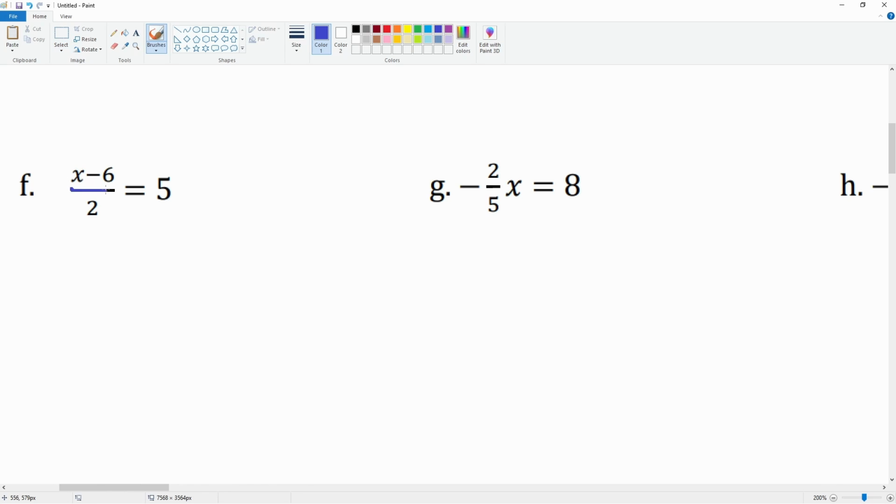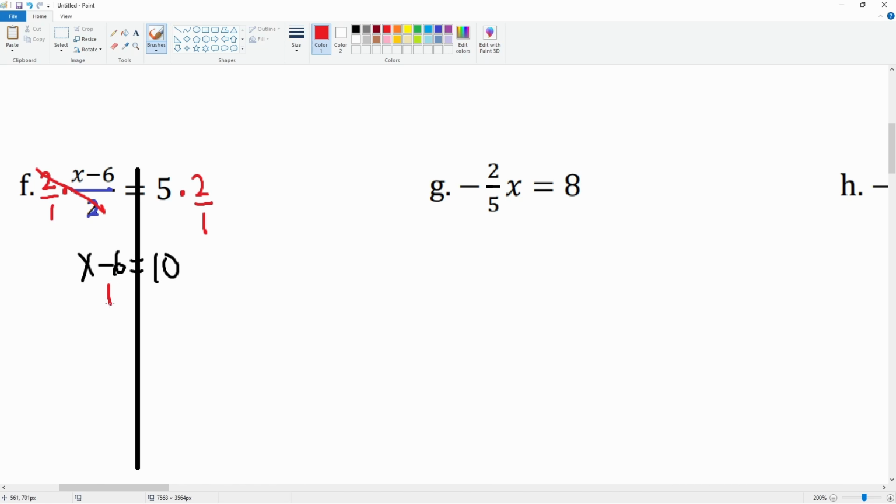We have a divide by 2. How do I get rid of a divide by 2? Well, I'm going to multiply by 2 over 1 to both sides. Oops, I forgot to draw the line down the middle. Let's make sure I draw it so we know what both sides mean. This cancels. The 2 on top and the 2 on bottom cancel, leaving you with just x minus 6 is equal to, what's 5 times 2? 10. Now we want to add 6 to both sides, leaving you with just x is equal to 16.